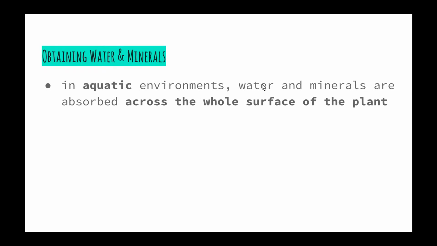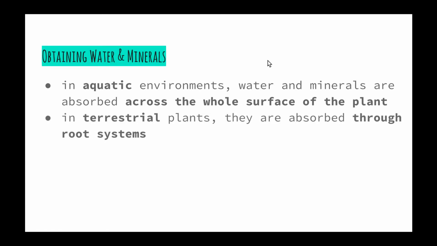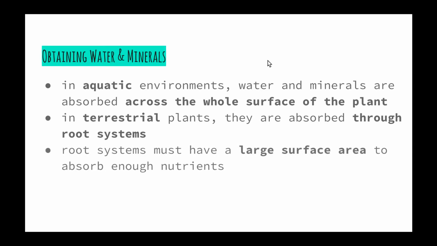So in aquatic environments, water and minerals are absorbed across the whole surface of the plant because they're constantly in contact with water. Plants that live in the water will usually have a very large surface area in order to be able to absorb that water straight across the surface of the leaves. In terrestrial plants, however, water and minerals are usually absorbed through the root system, and that's what we're going to have a look at in quite a bit of detail in this video.